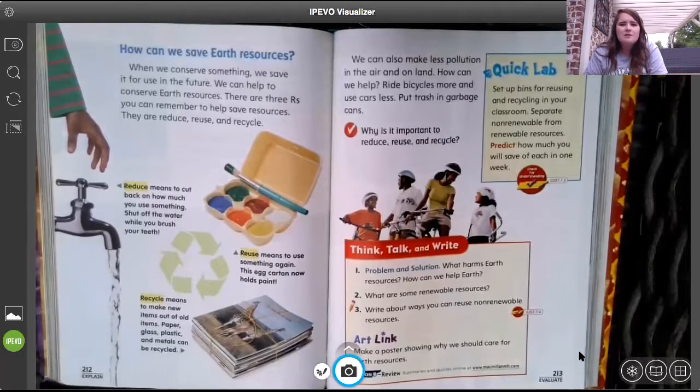So what I want you to think about after we've talked about all these different resources that we use every single day, this week, I want you to think about what you can do at your house, and all the different ways this week that you're going to reduce your waste, reuse things that you do every day, and how you're going to recycle.